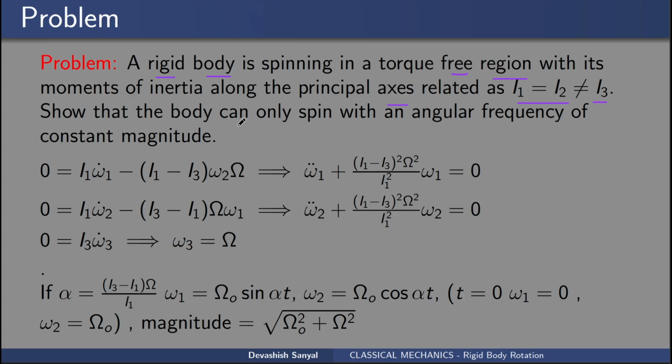Show that the body can only spin with an angular frequency of constant magnitude. So what we have to prove is that the frequency of rotation of this rigid body is constant in magnitude if this condition holds, that is, the magnitude does not change with time, if I1 is equal to I2, not equal to I3. If this condition holds, then it can only spin with an angular frequency of constant magnitude.